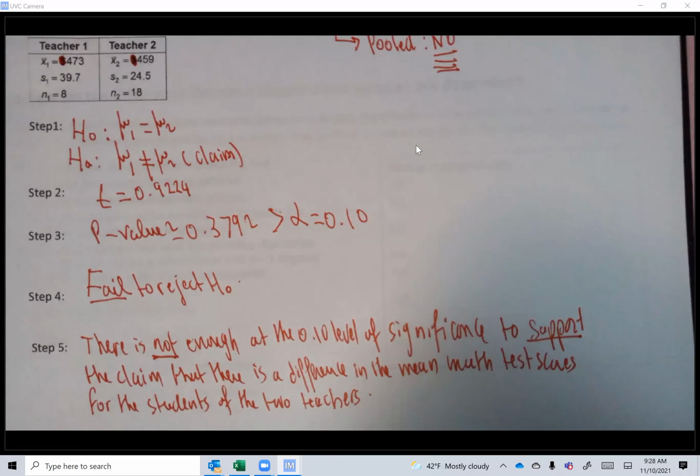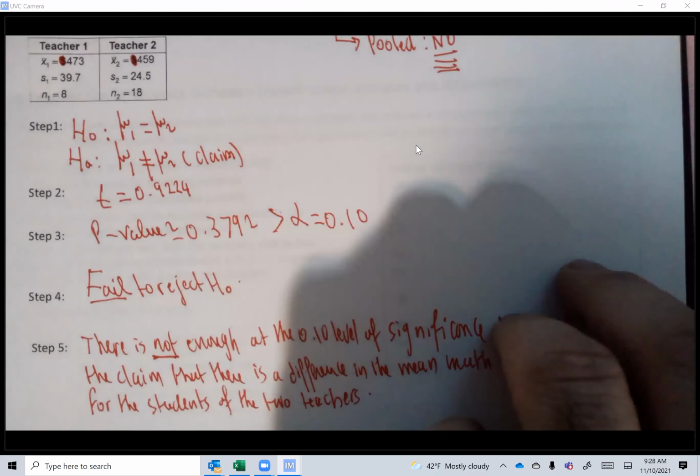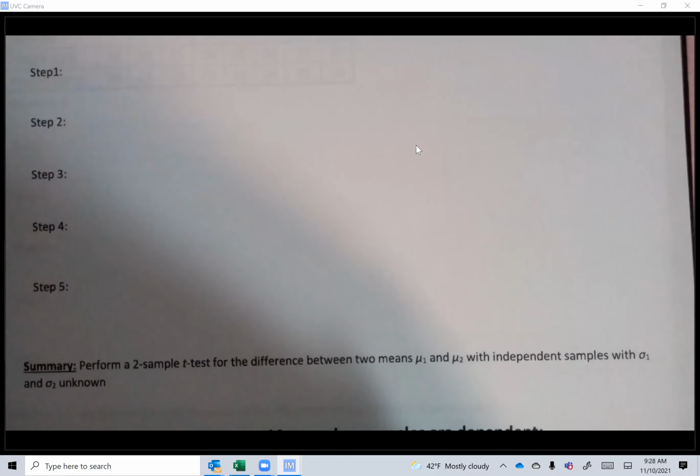Okay, so that's the first question. Any questions here, guys, on the 5 steps? Okay, let's do one more. Let's come in next. There you go.